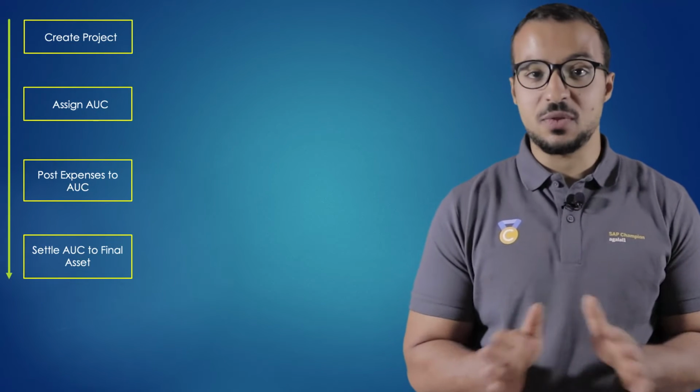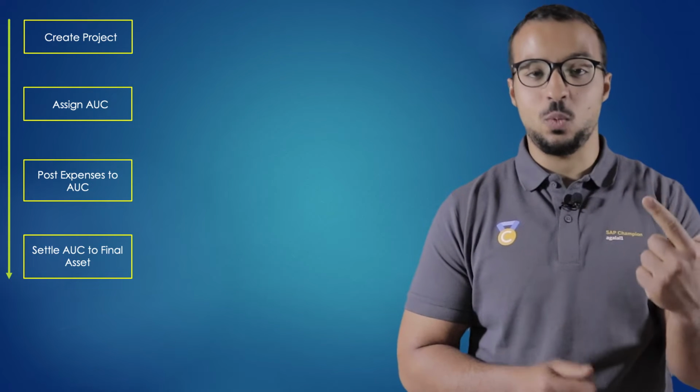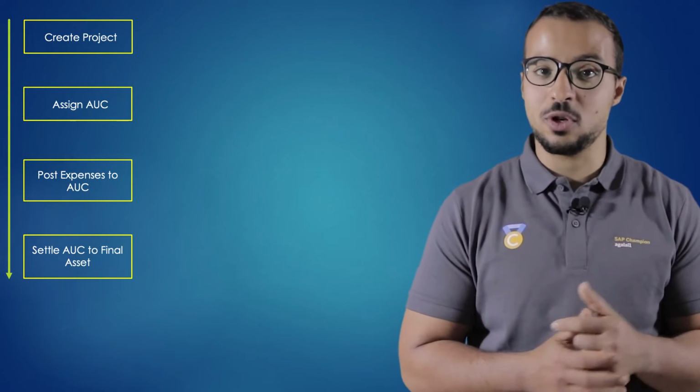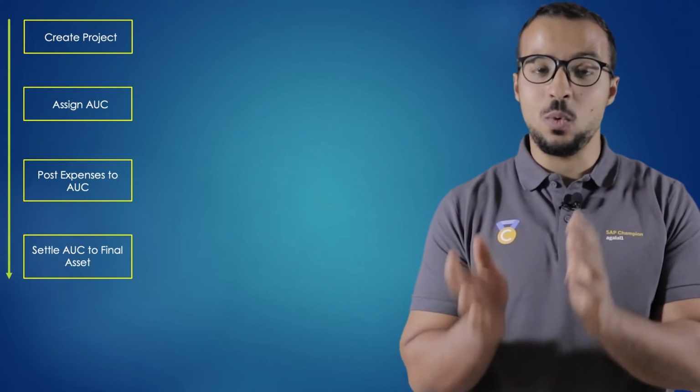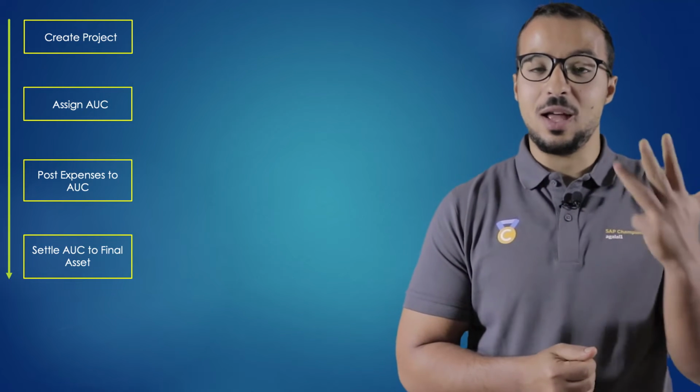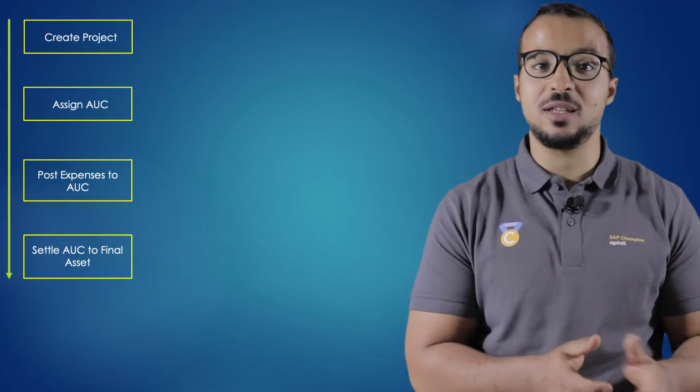The process so far is very simple. First, we create a project to build the warehouse. Second, we assign an asset under construction to the project. Third, we start spending money on the project, and whatever we spend, we post to the asset under construction. And fourth, we settle the value from the asset under construction to the final fixed asset when the warehouse is ready.